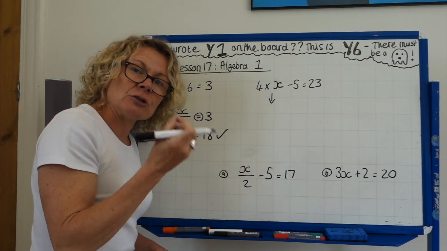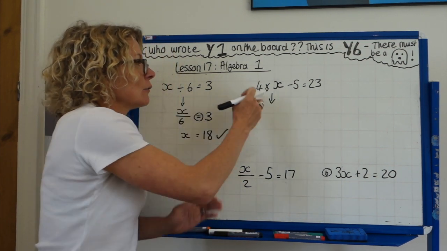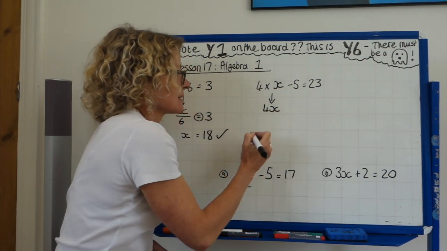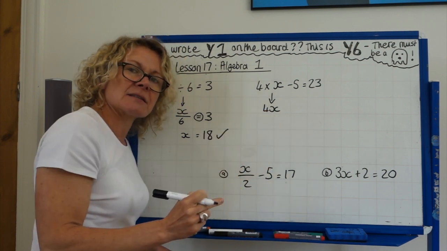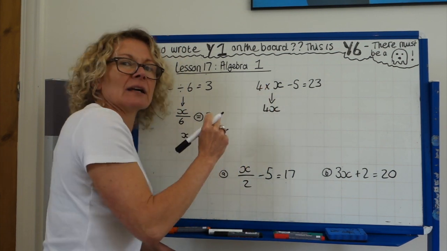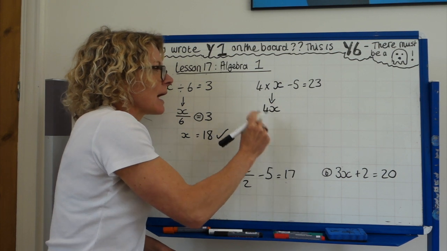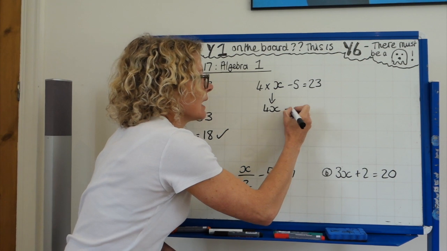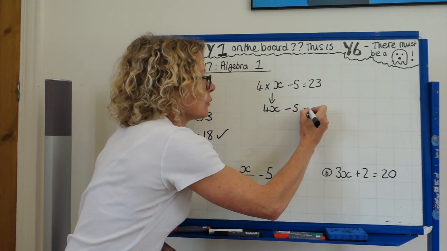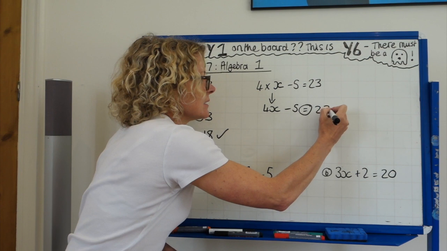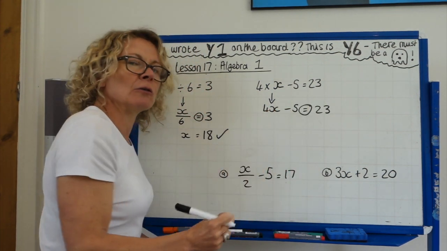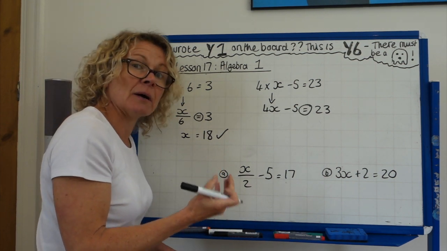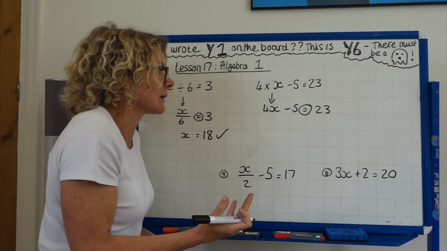In a maths equation, you will always see 4 times X written like this: 4X. That means 4 lots of X, okay? So you never see it written like that. It would always be 4X. So that's 4 of something minus 5 equals, that's the important bit, 23. So we've got to solve what that X is. Okay, that missing number problem. That's all it is, okay?